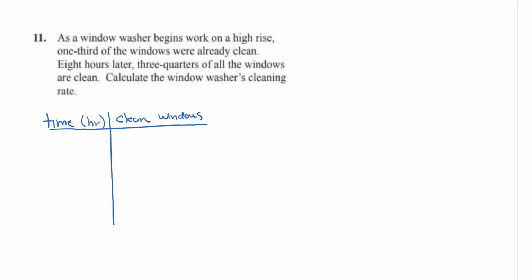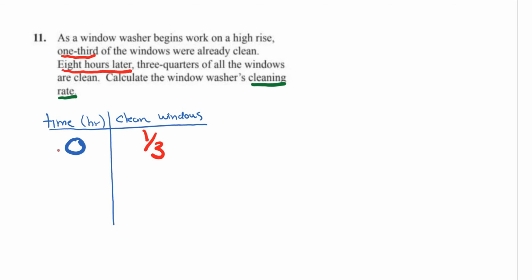I have a table of values set up over here, and let's read the problem. As a window washer begins work on a high-rise, 1/3 of the windows were already clean. 8 hours later, 3/4 of all the windows are clean. Calculate the window washer's cleaning rate. The cleaning rate is the same thing as finding the slope. So let's figure this out. At the beginning, we haven't spent any time washing any windows. So at 0 hours, the question says 1/3 of the windows are already clean. So let's put 1/3 over here.